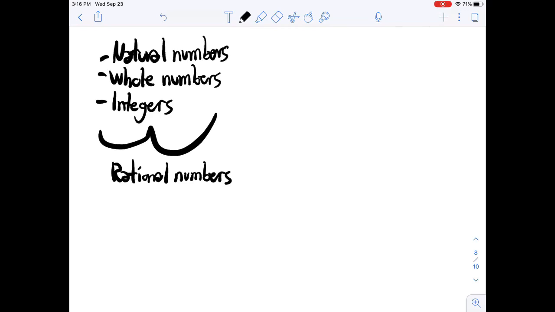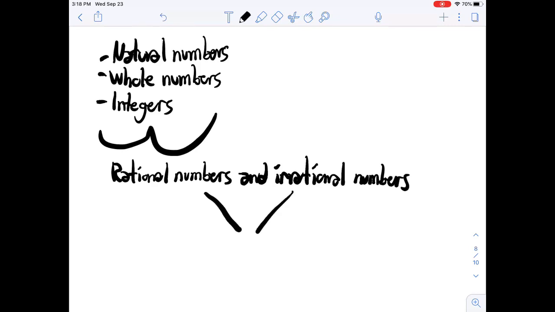Rational numbers are comprised of natural numbers, whole numbers, and integers, as well as those decimal numbers that either end or repeat. Rational numbers and irrational numbers are part of the real numbers.